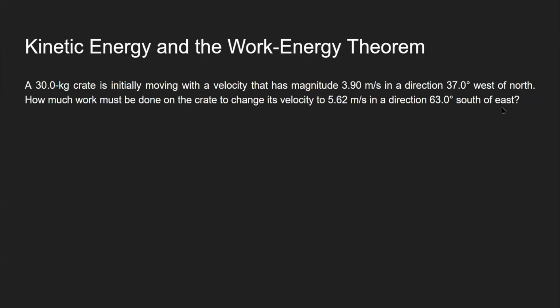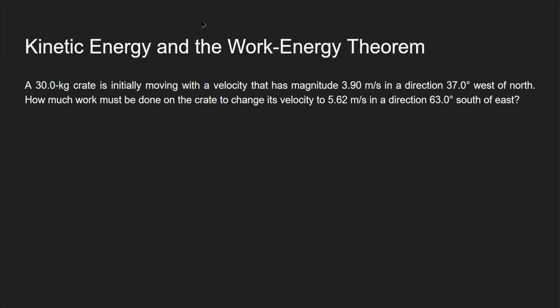This is another problem regarding kinetic energy and the work energy theorem. A 30 kg crate is initially moving with a velocity that has magnitude 3.9 m/s in the direction of 37 degrees west of north. How much work must be done on the crate to change its velocity from 3.9 to 5.62 m/s in the direction 63 degrees south of east? We're looking for how much work must be done.